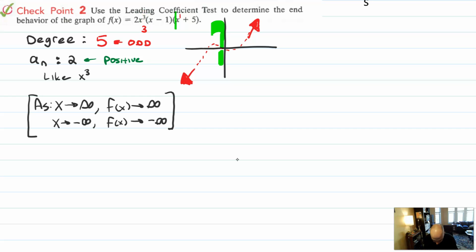So we're going to close this video not by doing new problems, but by going back to all of the old problems and finishing their graphs. So we previously did checkpoint 2, which was about 2x cubed, x minus 1, x plus 5. We determined that the end behavior was going to be odd and positive, so up to the right and down to the left. Now let's go ahead and look at the zeros and their multiplicities.